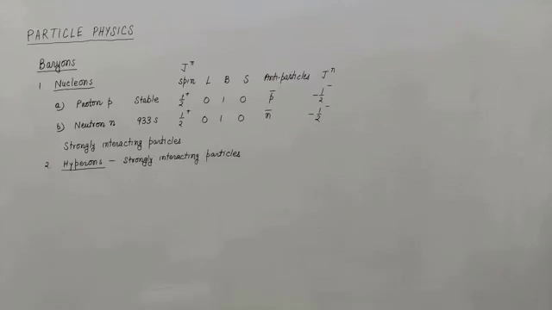Here I want to mention one thing: all these mesons and baryons, either nucleons or hyperons, have a quark structure. They are made up of quarks. That's why they are truly not elementary particles. They are known as composite particles because they are made up of quarks.